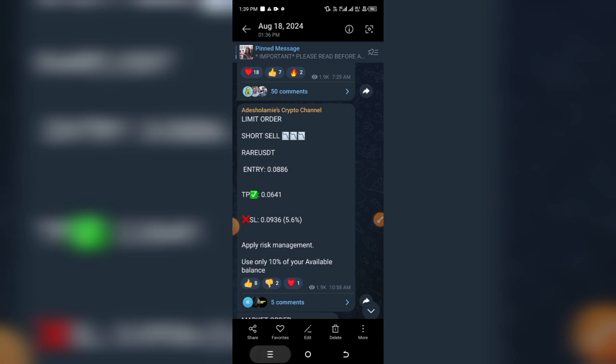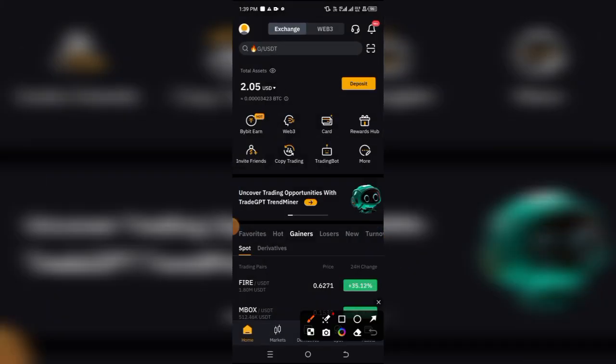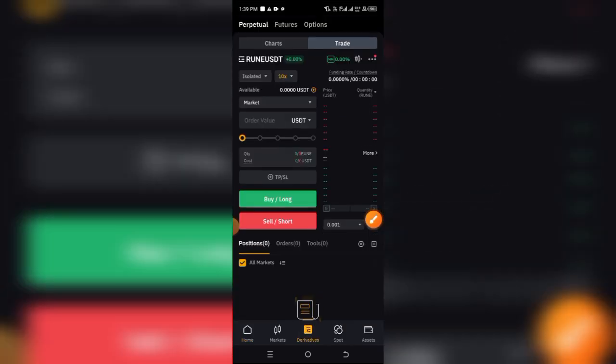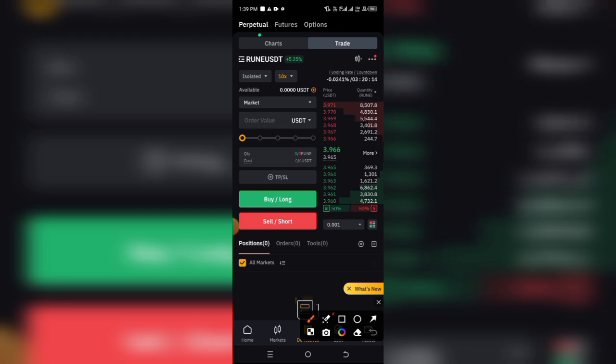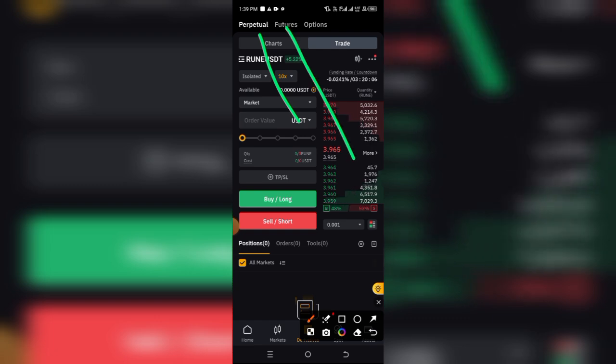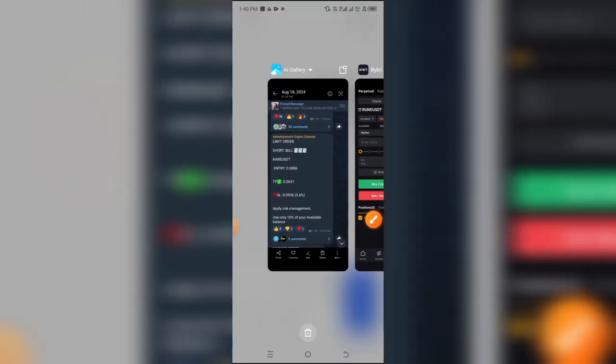First, you want to head over to Bybit right here, and click on derivatives at the bottom of the screen. When I click on derivatives, that automatically opens this section. What you want to do is ensure that this is under perpetual, because most trading signals are going to be given under perpetual. However, if it's a futures trade, you can just select futures, but most of them are under perpetual.